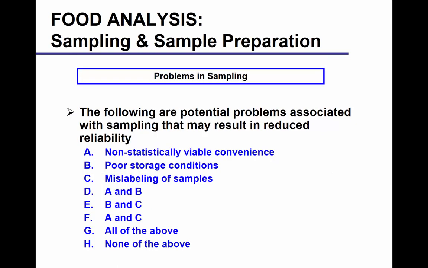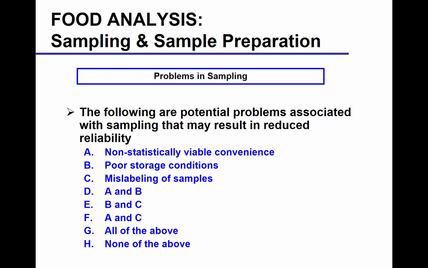Okay. Problems in sampling. Which of these are potential problems associated with sampling that might result in reduced reliability? Anybody? Oh. Claire, what did you want to say?